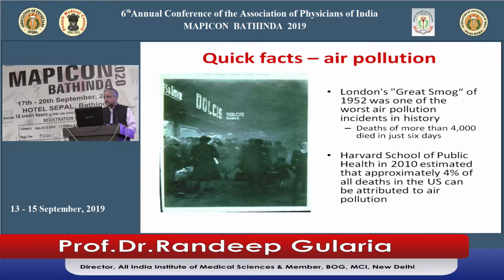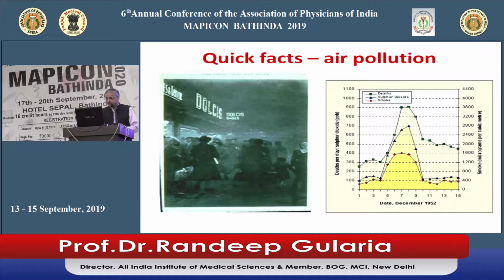This is how London looked during the Great Smog in 1952, and this is what happened at that point in time: in these few days there was a huge spurt of sulfur dioxide and smoke in the environment, and this led to this huge increase in deaths which occurred in this small span in the month of December in 1952.